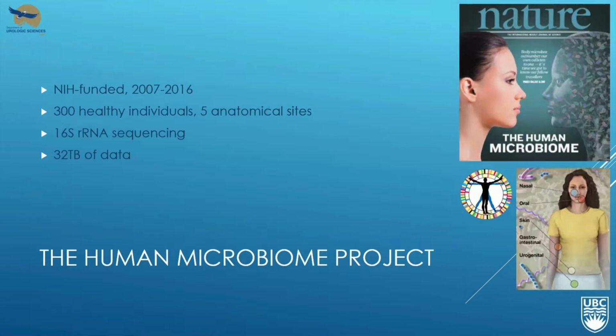Then moving on to the Human Microbiome Project, as I'm sure many of you are aware, this is an NIH-funded study currently taking part in 2 different phases, on its second phase right now. The first phase, which pertains to the urogenital system, took place from 2007 to 2016. It involved 300 healthy individuals with 5 anatomic sites. Their main method of determining the different species involved 16S ribosomal RNA sequencing. In total, from these 300 patients, we have 32 terabytes of data publicly available for research use.